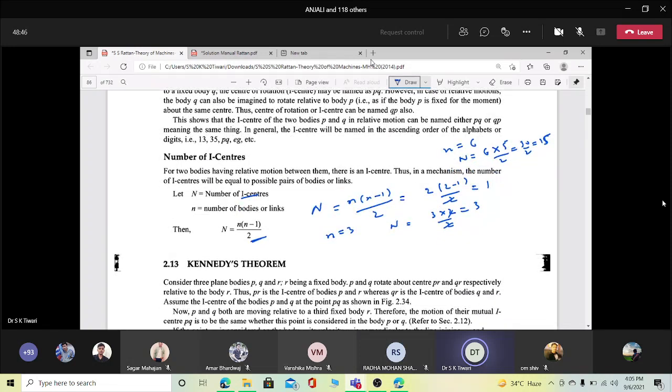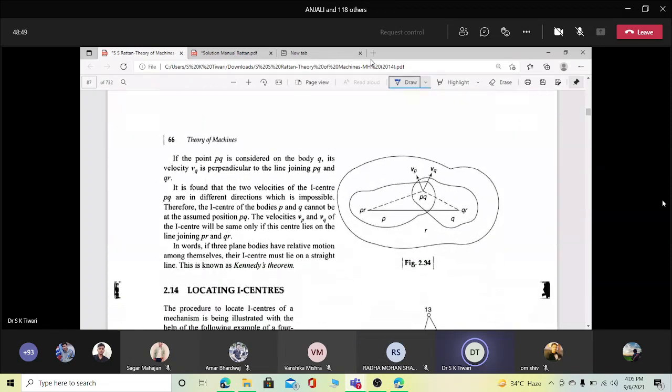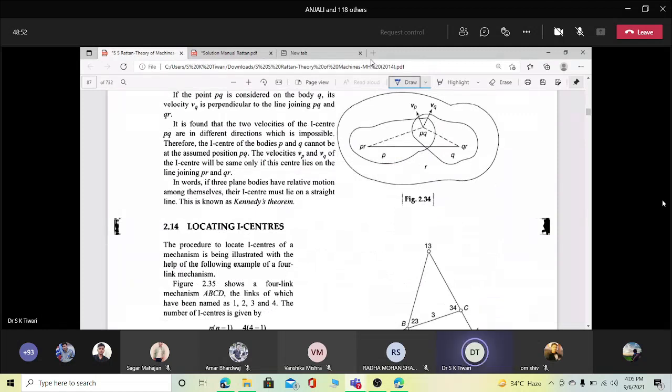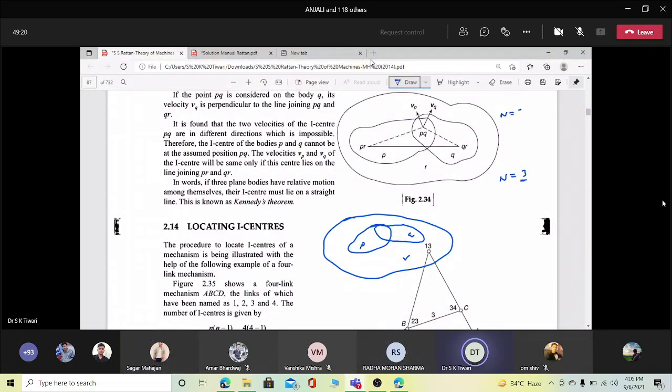तो अभी मैं आपके पास 3 बॉडीज के साथ आ रहा हूं. Now there are 3 bodies: एक आपका बॉडी R है, एक आपने बॉडी P ले लिया, एक बॉडी आपने Q ले लिया, ठीक है? So how many I centers should there be? This is P, this is Q, this is R. How many bodies are in physical contact with each other? 3. So the number of I centers should be 3 into 2 divided by 2, equal to 3. 3 I centers होने चाहिए, ठीक है?